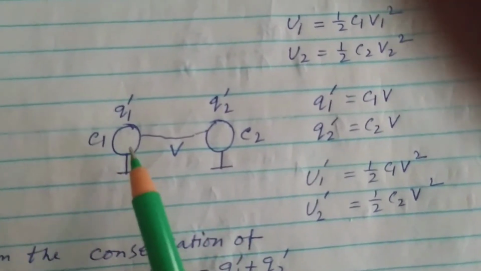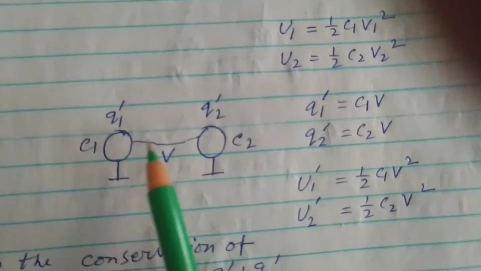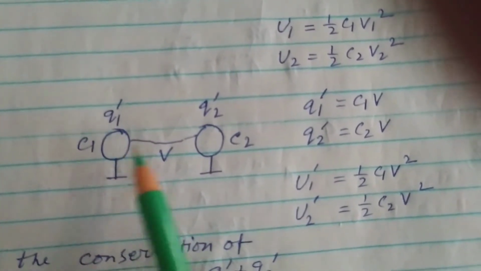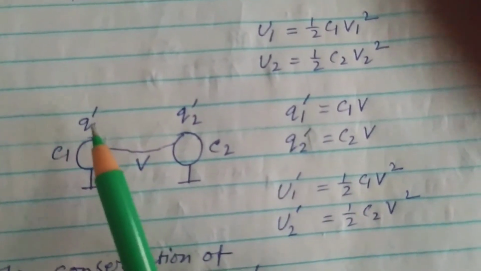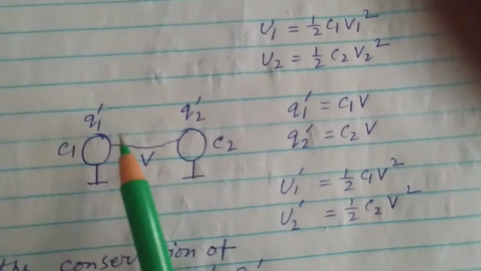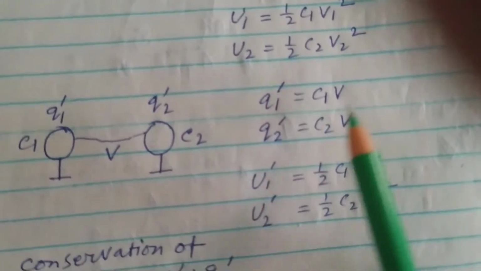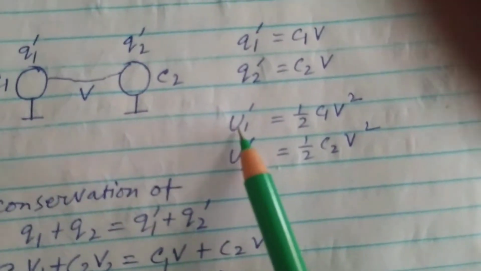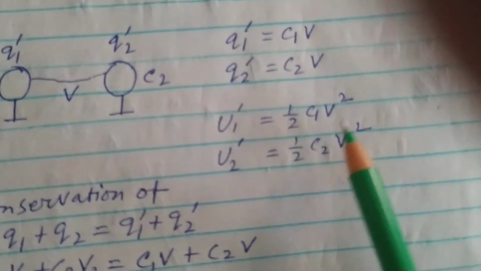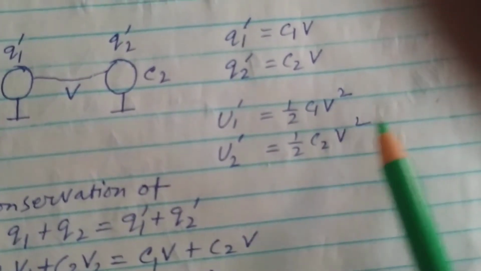Now second case, when the capacitors are joined, then they don't have the potentials V1 and V2. Now they have common potential V. And the charges also become Q1 dash and Q2 dash, because the charges are redistributed. So Q1 dash is equal to C1 V and Q2 dash is equal to C2 V. Potential energy, the first case here, U1 dash is half C1 V square and U2 dash, second case here, is half C2 V square, because V is the common potential.